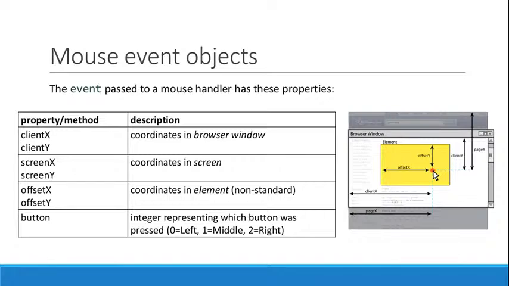While clientX, clientY and screenX, screenY are standard, because they are defined based on a particular reference, the coordinates in the element are non-standard. And then you have the button, an integer representing which button was pressed. You have three buttons on your mouse: the left button, the middle button and the right button. So this button information will give details regarding which mouse button was pressed for that particular event. It can be just a mouse over also, which means the button will not be represented.